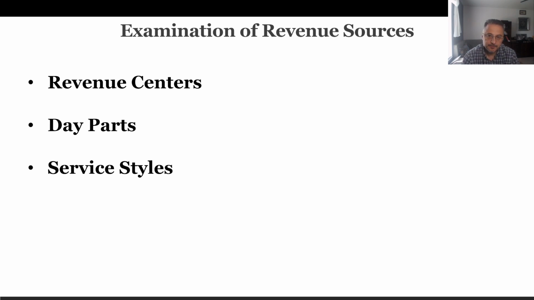So far, we tried to understand where our revenue is coming from, revenue centers, and when it is generated, by day parts. However, considering many restaurants started to look at different service options during and after COVID, analyzing your service styles, meaning formats you use to generate revenue, is also important. First thing we look at is drive-through.